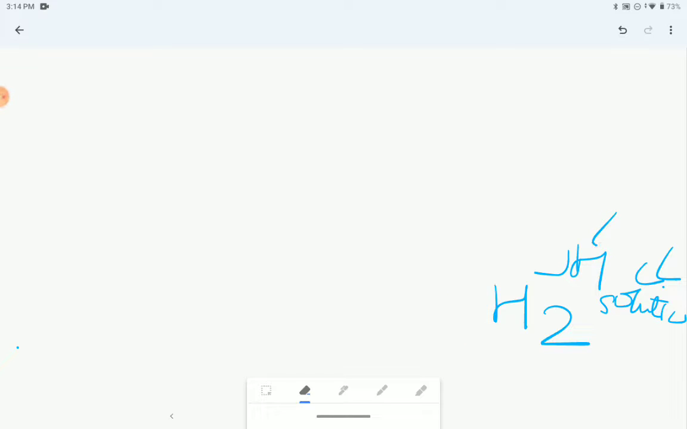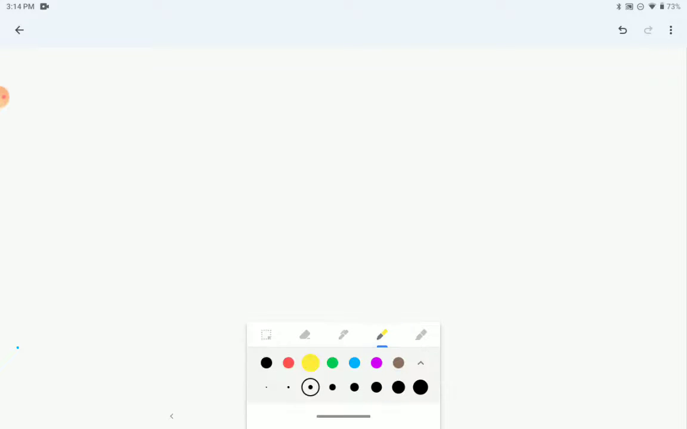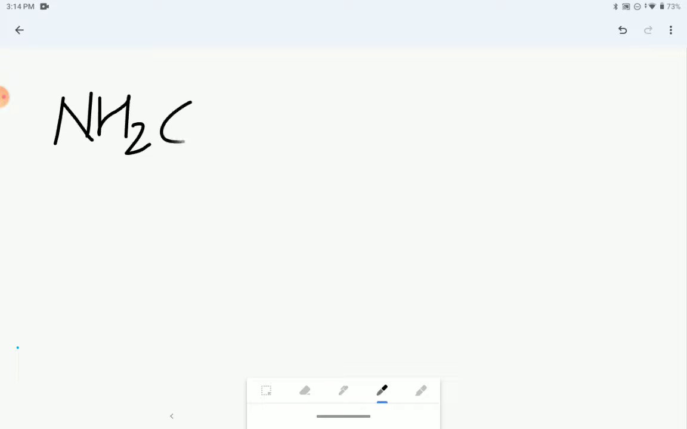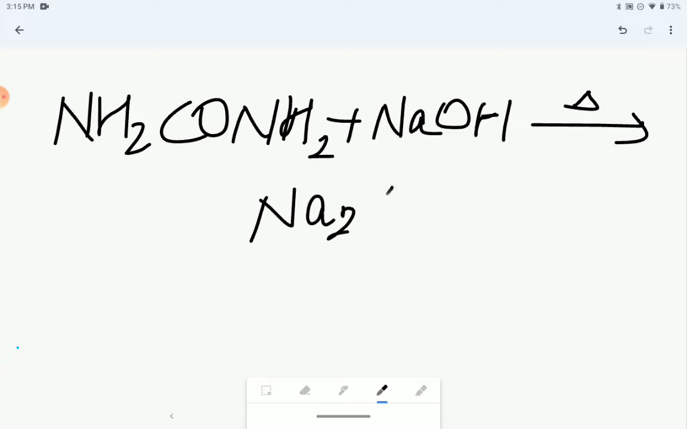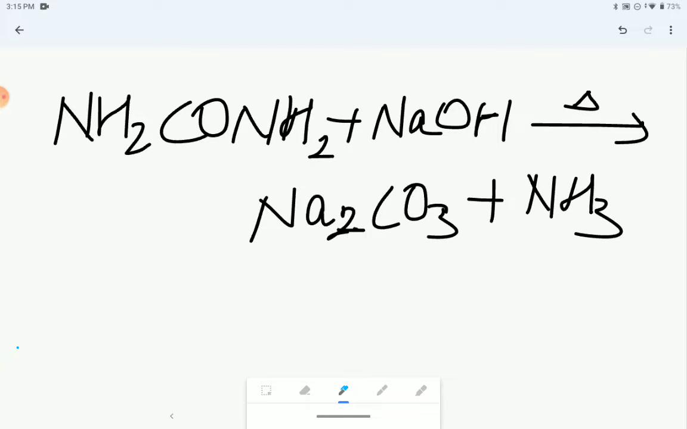first let's clean it. So now we should see NH2CONH2 plus NaOH. This is urea and this is sodium hydroxide, which on strong heating results in Na2CO3 and our required product ammonia. Now let's balance this reaction.